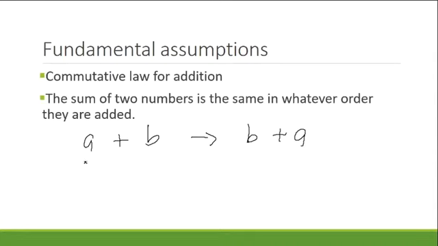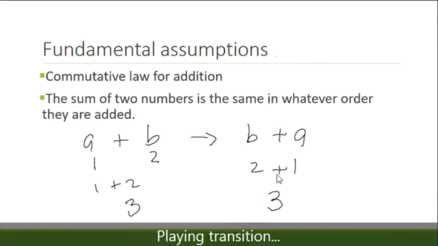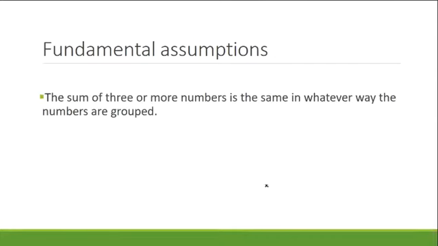So let's substitute the numbers for A and B. So 1 and 2. So 1 plus 2 is 3, and 2 plus 1 is 3. So basic. Next.